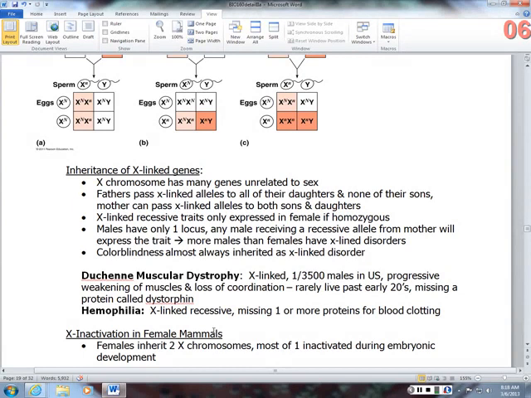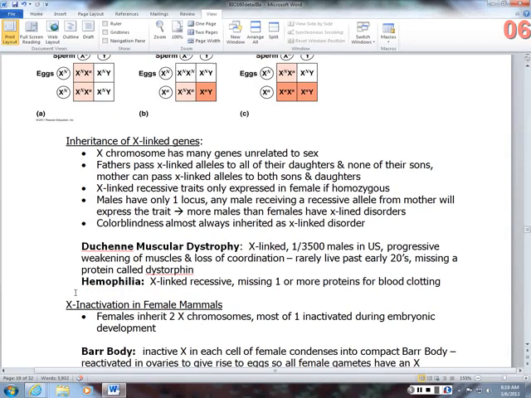So more males are going to have X-linked disorders than females will, because females have the chance of having another chromosome to override it. Color blindness is one of those things that's almost always inherited as an X-linked disorder. So you're going to see that far more often in males than in females. Another thing that is X-linked is male pattern baldness. Again, you'll see it more often in males than in females, although you can have both of those things occur in a female.